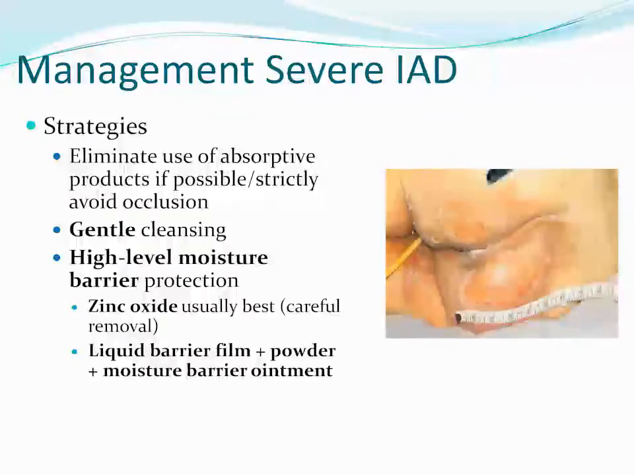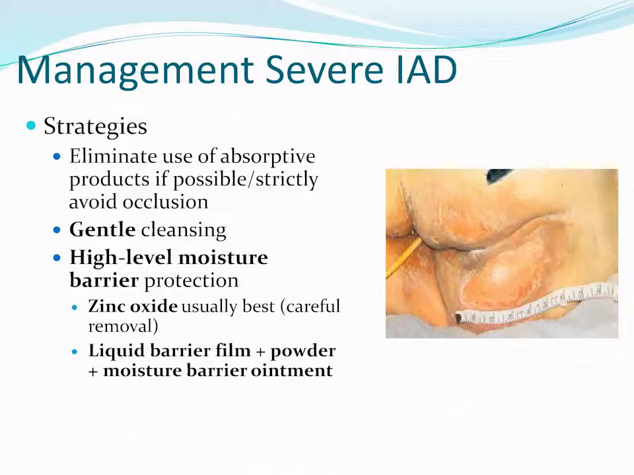How are we going about cleansing? Does everyone know how critical it is to do gentle cleansing? And I've got to use high-level moisture barrier protection. So I've got to use a zinc oxide product. And if they have significant skin loss, I may very well need to go to a layered approach where I put down my ostomy powder and my alcohol-free barrier film as my base coat, and then I put my moisture barrier on top. If you do that, you reapply the powder and the alcohol-free spray daily. You reapply the moisture barrier like your zinc oxide after each incontinent episode.